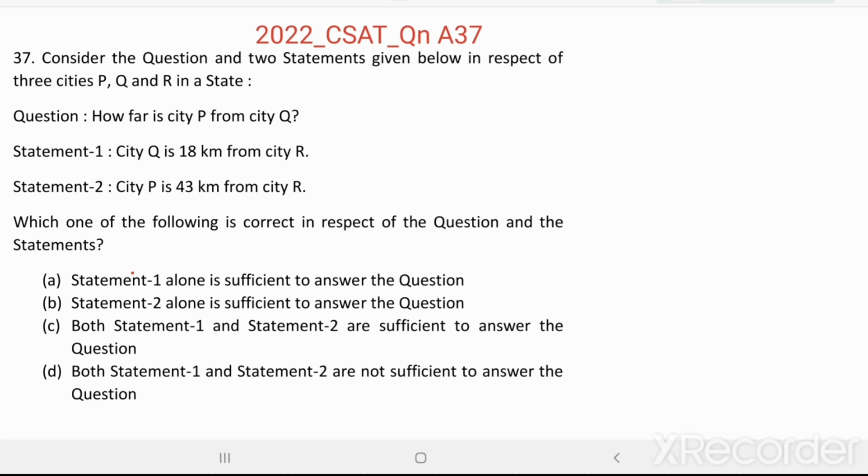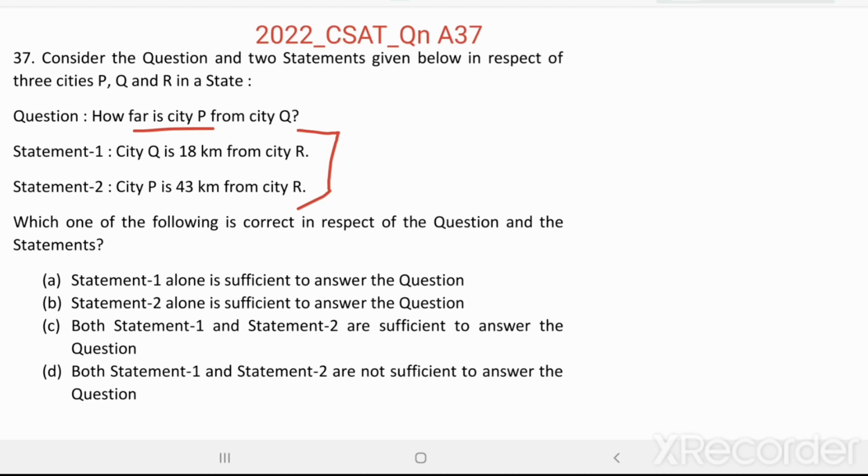Question number 37. Consider the question and 2 statements given below in respect of 3 cities P, Q and R in a state. Question: How far is city P from city Q? Statement 1: City Q is 18 km from city R. Statement 2: City P is 43 km from city R. Which one of the following is correct in respect of the question and the statements? Here we need to answer the question: how far is city P from city Q? For this, 2 statements are given.